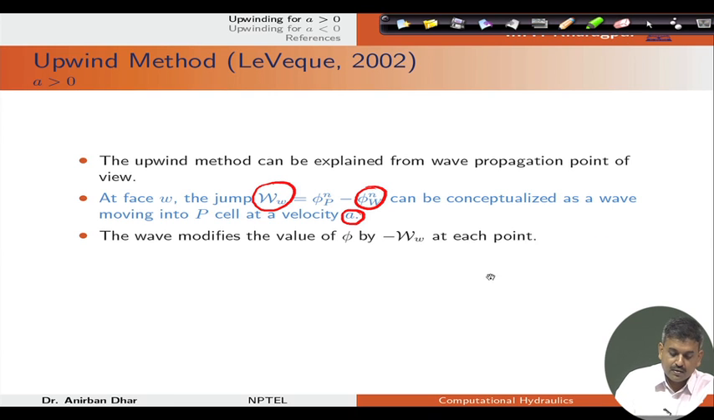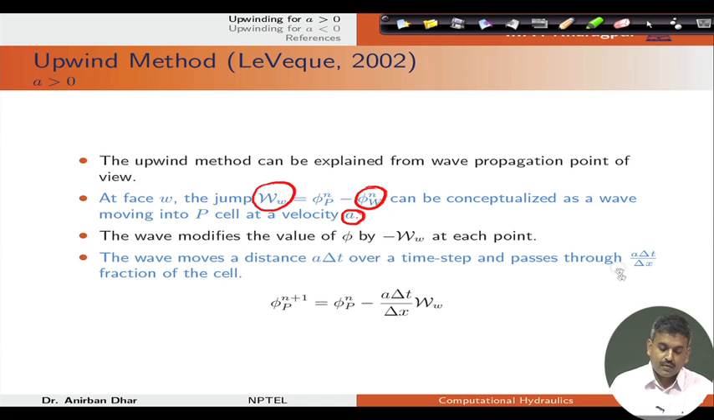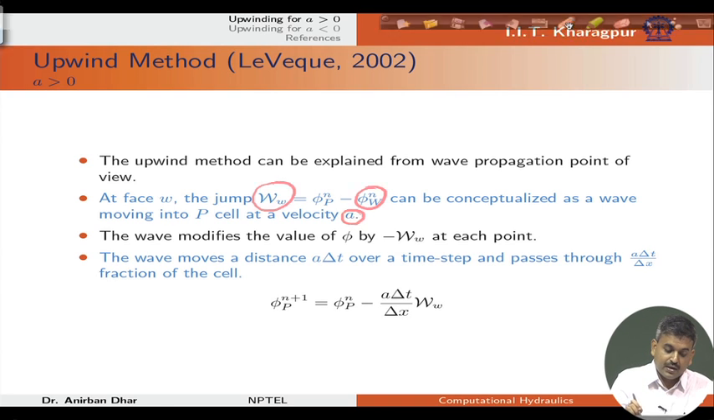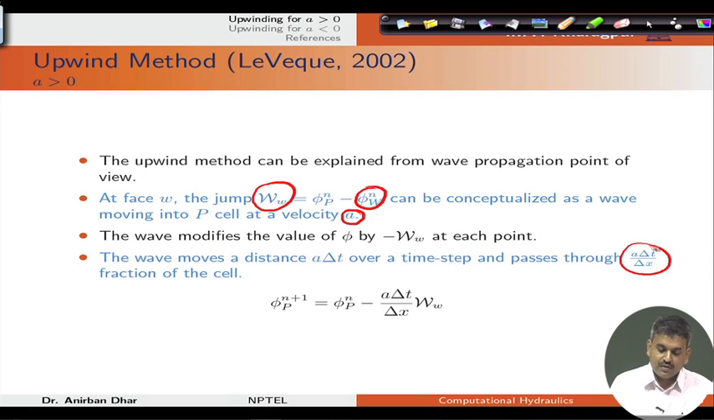And this wave modifies the value of phi at each point by minus this jump value, and the wave moves a distance a delta t over a time step and passes through a delta t by delta x fraction of the cell. So, we can write it like this.